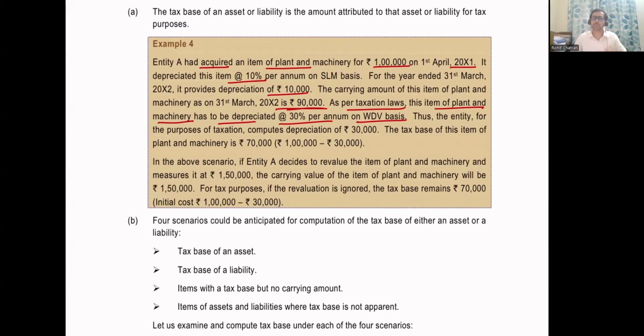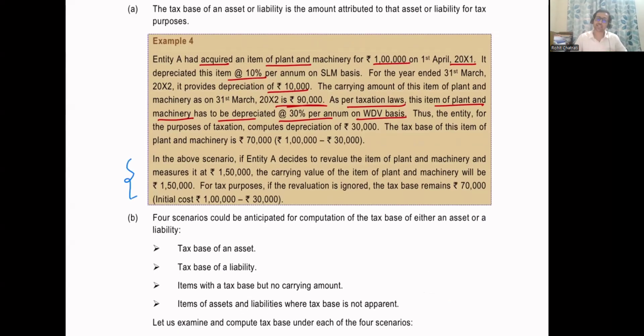But in example number four, there's more further information also given in this section. Let us also read that. But before that, let's read the solution over here. The entity, for the purpose of taxation, computes depreciation of 30,000. For the first year, depreciation is 30,000. Therefore, the tax base of this item is rupees 70,000.